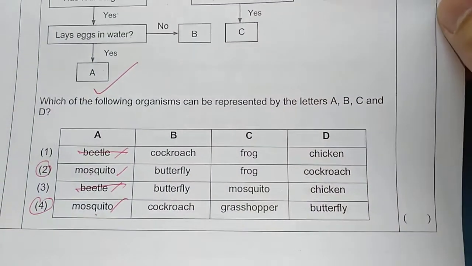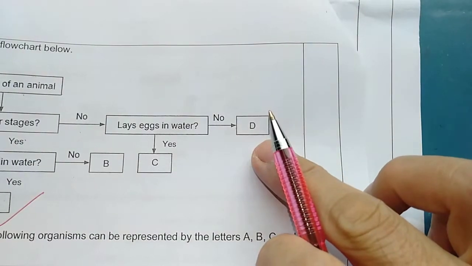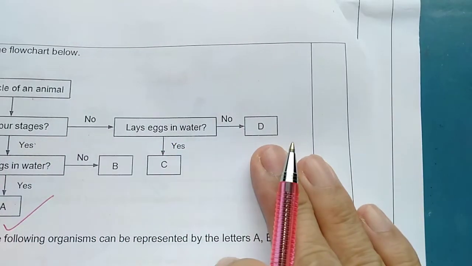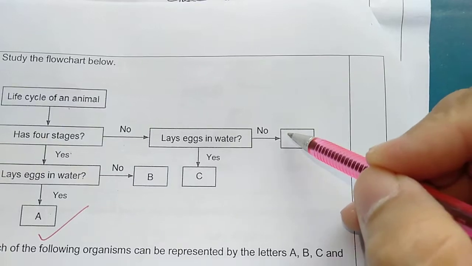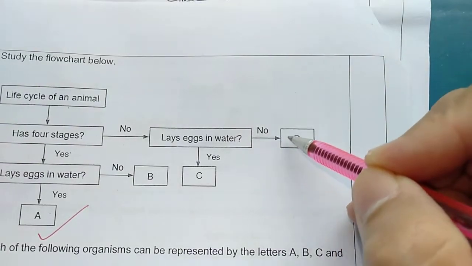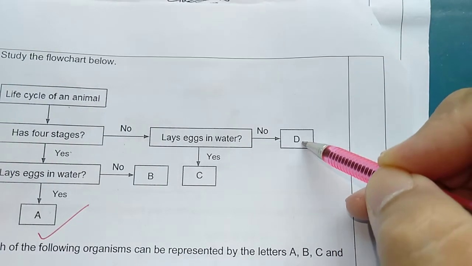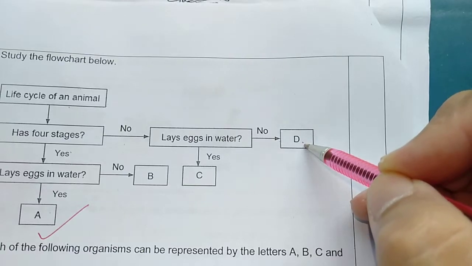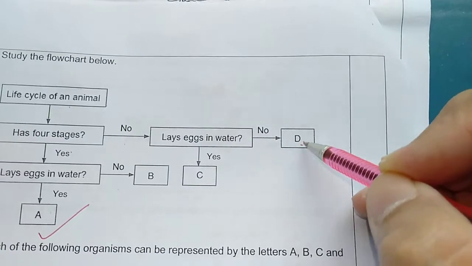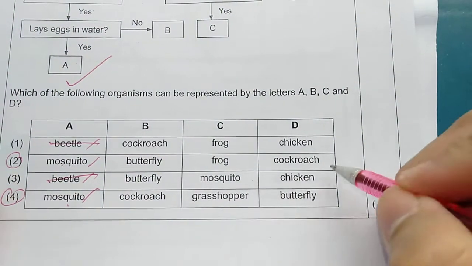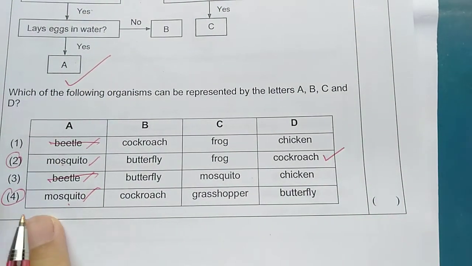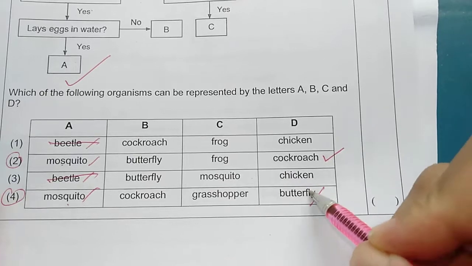Next, I'll be checking this one. Why this? Because I'm going to do a 3 stage life cycle now. If it's not 4 stage, it must be 3 stage. I look for whether the eggs are laid in water or not. So D is a 3 stage life cycle animal where the eggs are laid on land. Let's check for number 2. D here, this is 3 stage. Number 4, this is butterfly, is 4 stage.